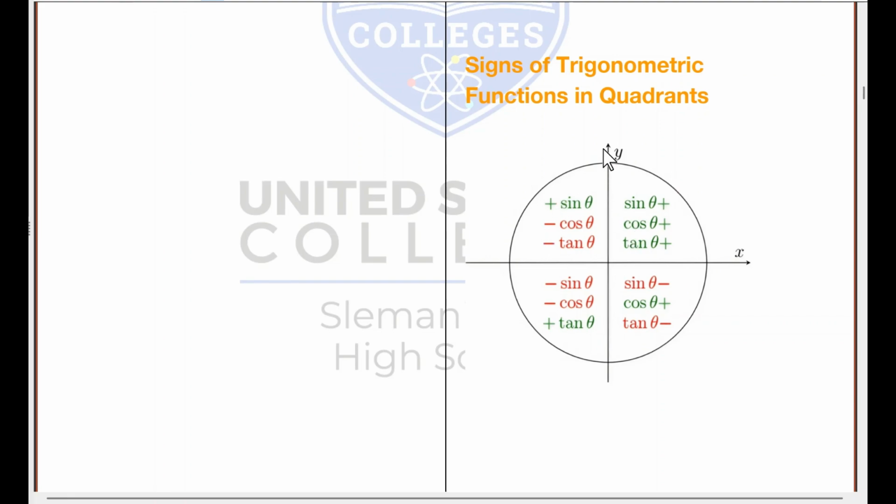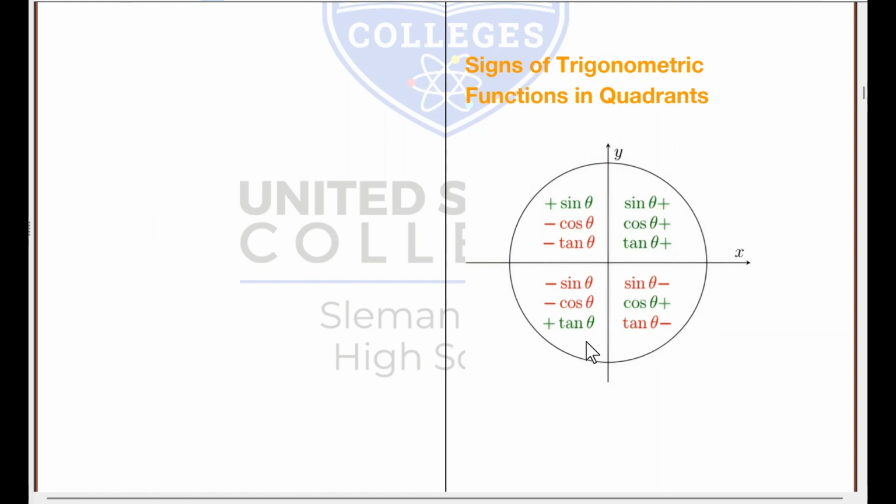In the second quadrant, sine is positive, cosine is negative, so tangent should also be negative. In the third quadrant, since both sine and cosine are negative, tangent is positive. In the final quadrant, sine is negative, cosine is positive, tangent is negative.